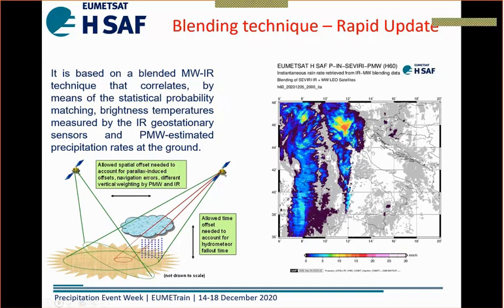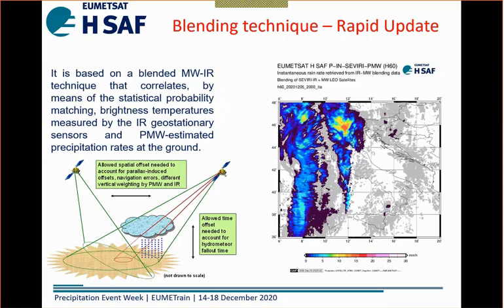So in the picture is shown the same case that I showed for the convective rainfall rate of nowcasting. It is a recent case, the 5th of December of this year, when we had a lot of precipitation, heavy rainfall in the north of Italy.